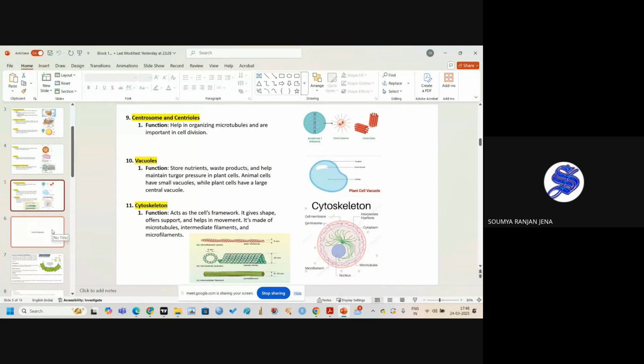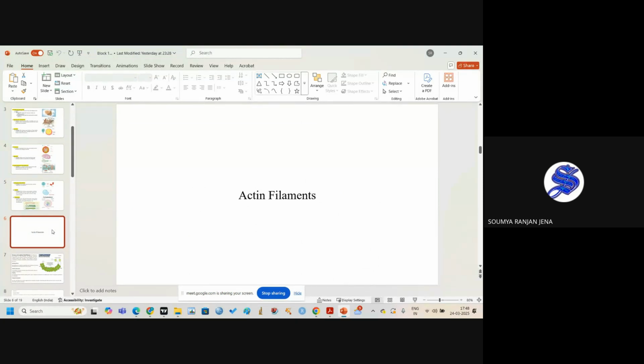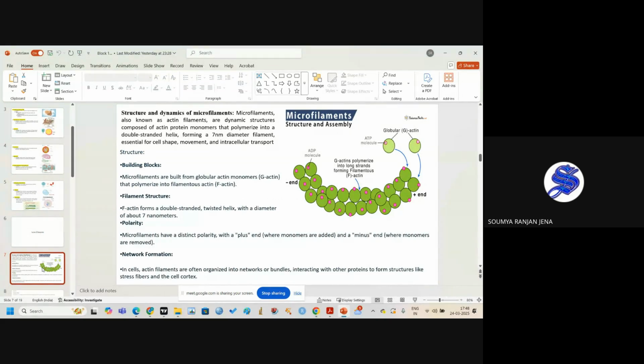Then we can start with our microfilaments, that is actin filaments. If you go to the microfilament structure, microfilaments are also known as actin filaments.